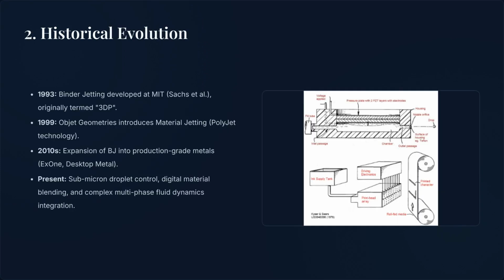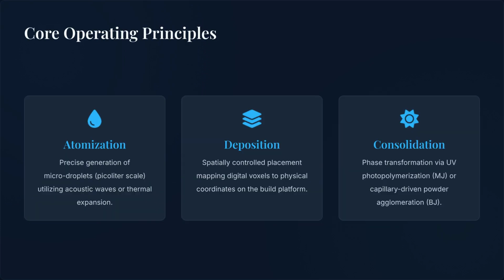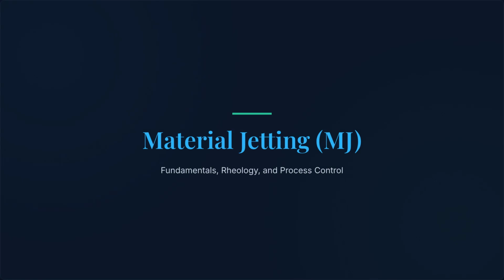These technologies have evolved significantly since the development of 3DP at MIT in 1993, and today they enable submicron droplet control and complex multi-phase fluid dynamics. The core operating principles for these systems involve three stages: atomization to generate precise microdroplets, spatial deposition onto the build platform, and final consolidation through either UV curing or powder agglomeration. Next, let's examine the fundamentals, rheology, and process control specific to material jetting.